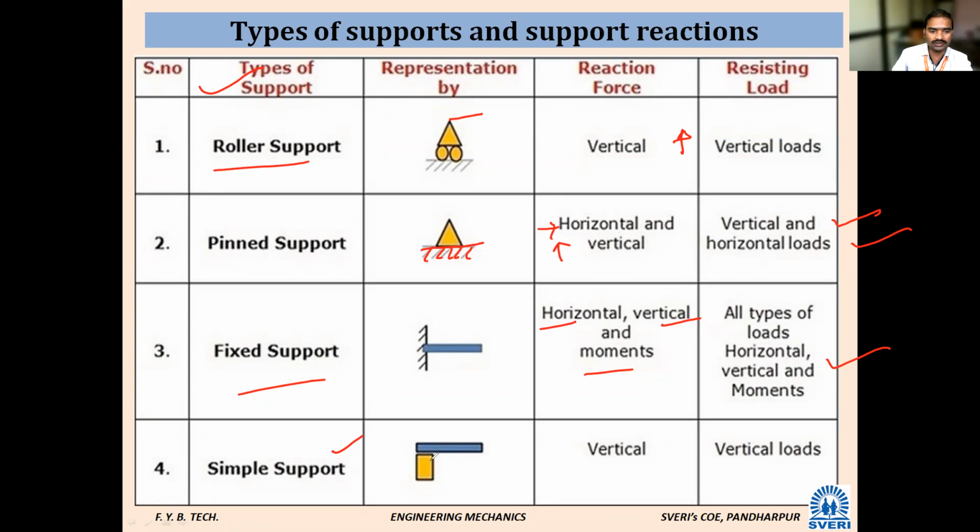Then simply supported. It is just one member resting on another member. So that is simply supported. Which type of reaction is developed? Vertical. Which type of loads will it resist? Only vertical loads. Is it clear, everyone? Yes, sir. Okay, so take down this screenshot. In one slide, all the supports are there.